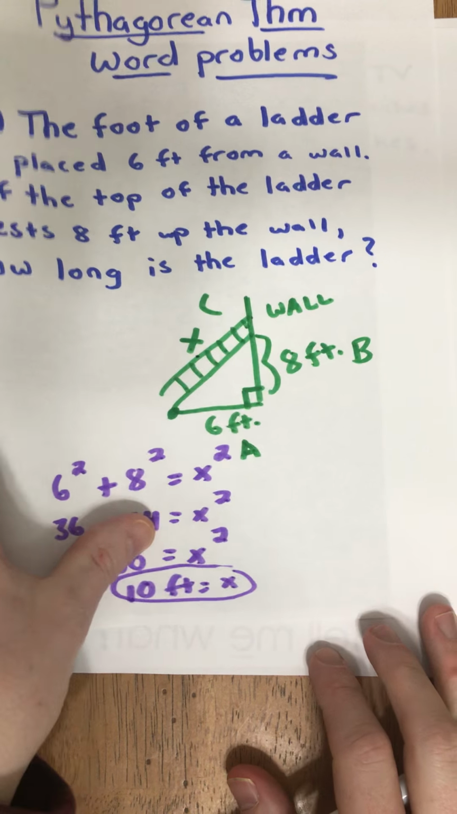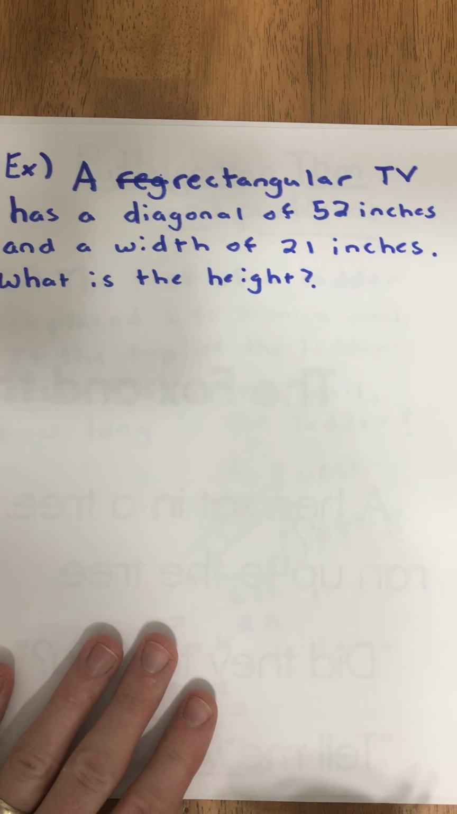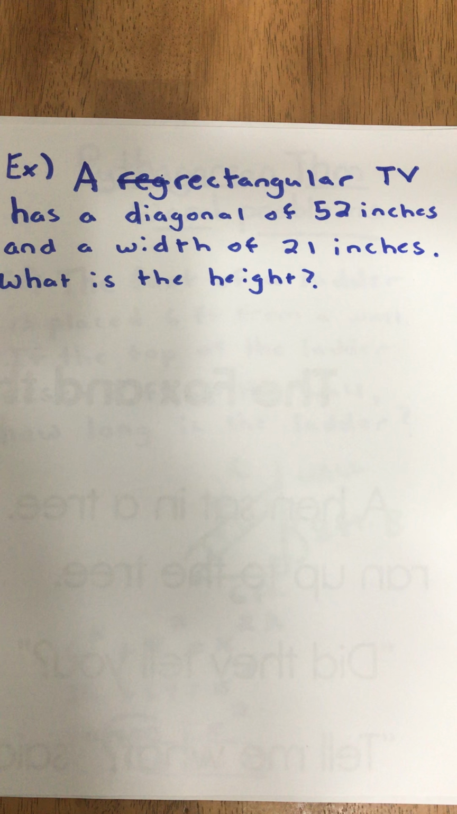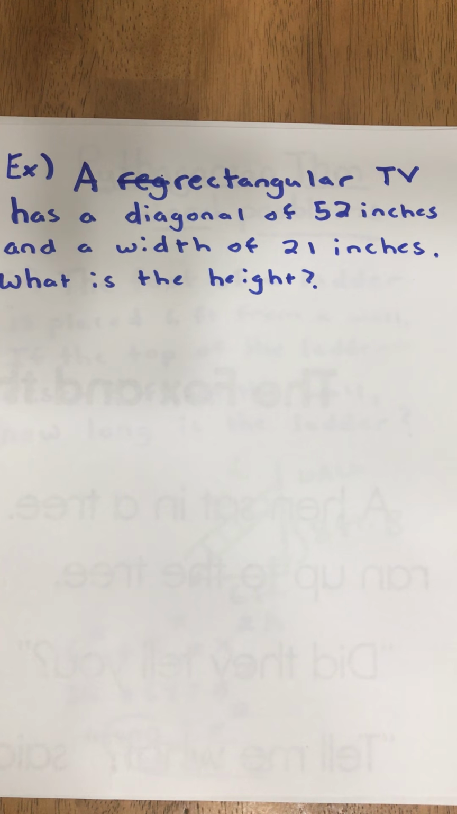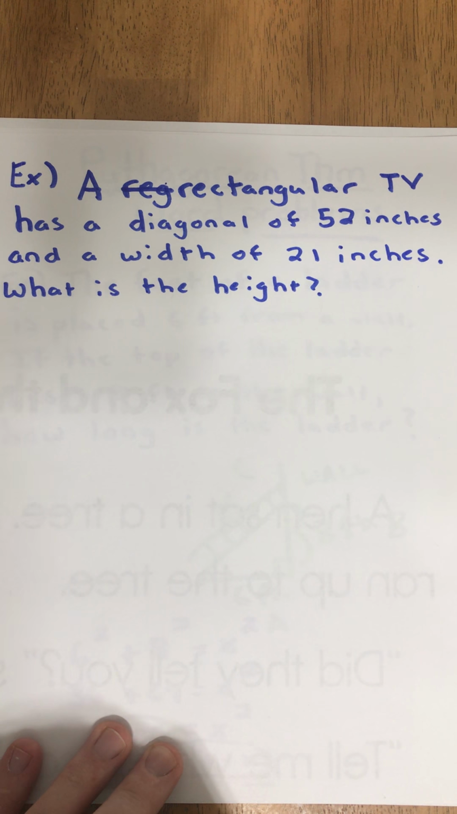All right. One more example. I'll get you out of here. This one says a rectangular TV has a diagonal of 52 inches. Quick little fact, when they tell you that you have a 52-inch TV, that means that your diagonal is 52 inches. Not how high it is or how wide it is, but actually the diagonal of it. So if we have a TV, diagonal 52 inches and a width of 21 inches, what is the height?